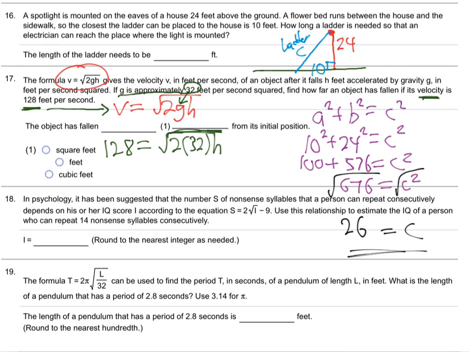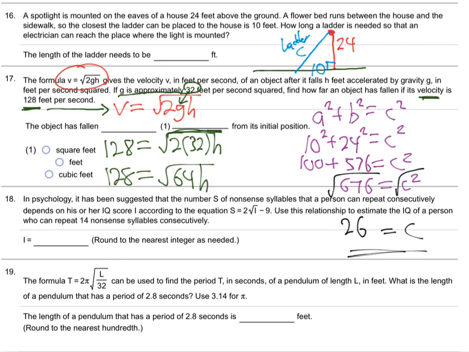Does that make sense, what I did? So you don't even need to read all their words. Just grab the formula. They're telling me G is 32, V is 128. Plug them in and find the remaining letter. So what's that going to be? 128 is the square root of 64h. Now, how am I going to solve for h there?